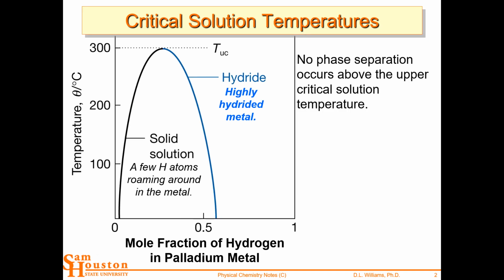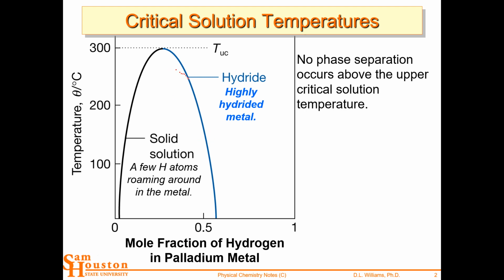And so here's one that's interesting. This is palladium metal, and a lot of these metals, like palladium, can be highly hydrided. So hydrogen will react with these metals and actually will dissolve into the metal. So in these different regions, in this phase diagram, it has an upper consolute solution temperature. And so below this you would have phase separation in this region. This is the mole fraction of hydrogen in palladium metal.